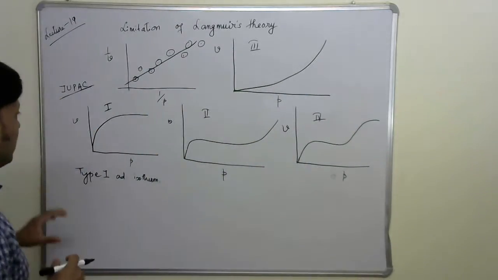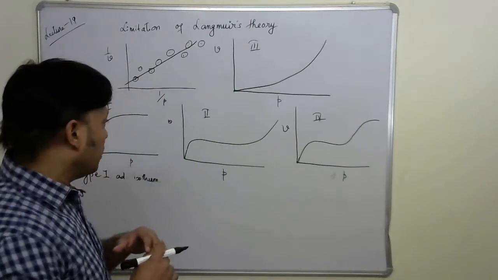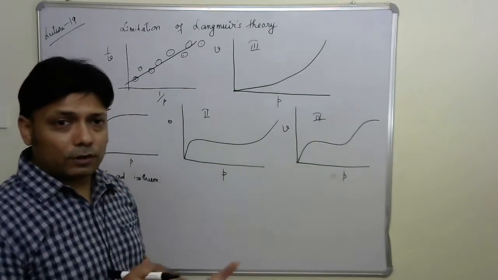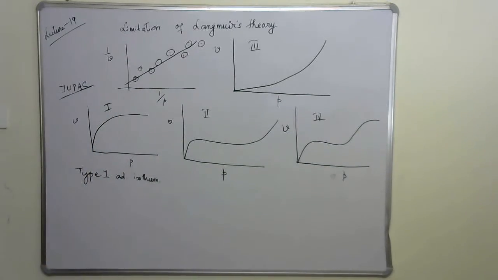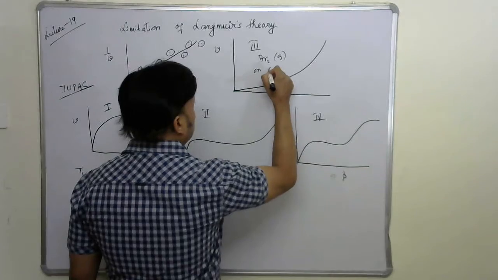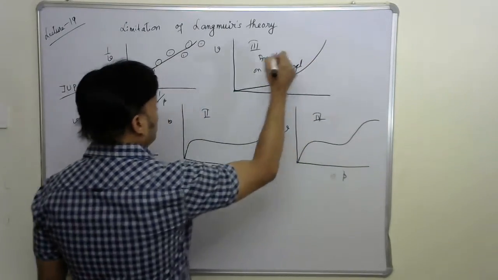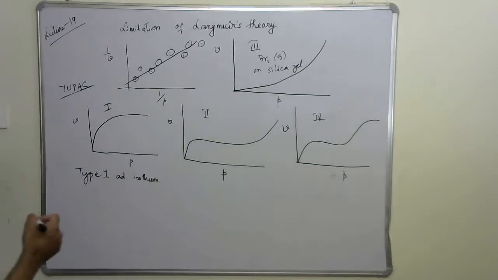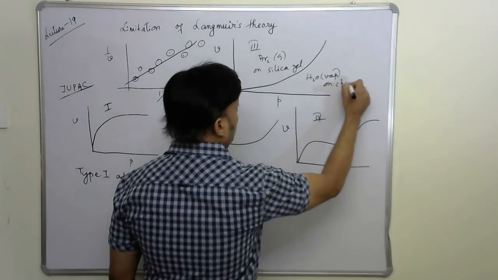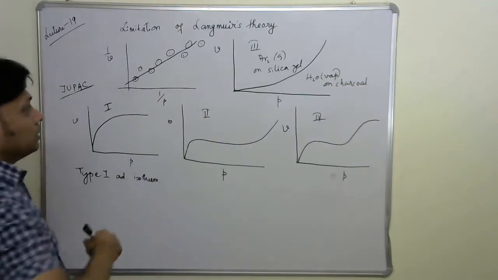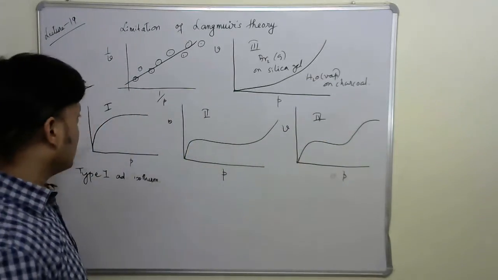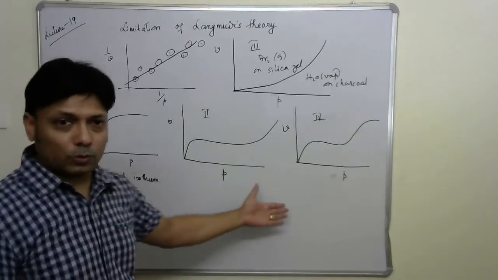And more importantly, type 2, type 3, type 4 are demonstrated by different kinds of adsorbents with a variety of gas molecules. For an example, the type 3 adsorption isotherm is shown by bromine gas on silica gel. All right, and also H2O vapor on charcoal. Okay, means moisture on charcoal typically shows the type 3 isotherm, which is completely different from type 1, and there is no answer from Langmuir's theory on how to explain those.